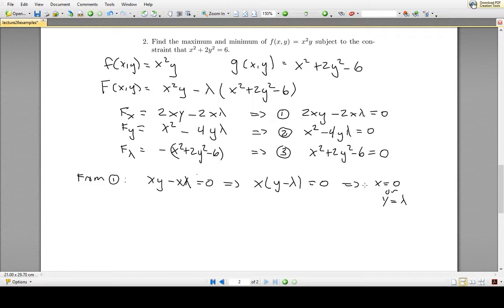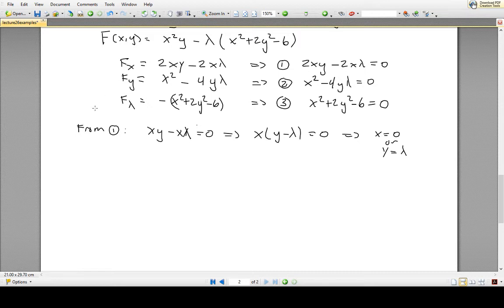So I have two choices here, and I'm going to obviously choose each of them, but I'm going to break it down into cases. So case 1, I'm going to choose the first possibility, that x is equal to 0. If x is equal to 0, then I can put this into equation 3. And in equation 3, if I put in x equals 0, what I get is that 2y squared minus 6 has to be equal to 0, which means y squared has to be equal to 3, which means y has got to be equal to plus or minus the square root of 3.